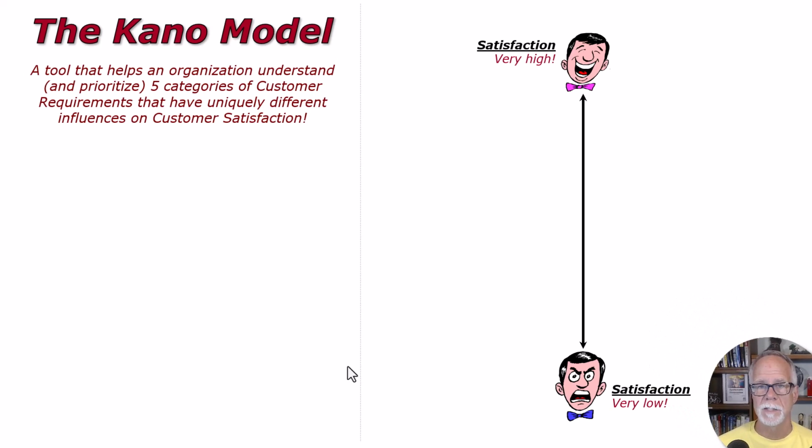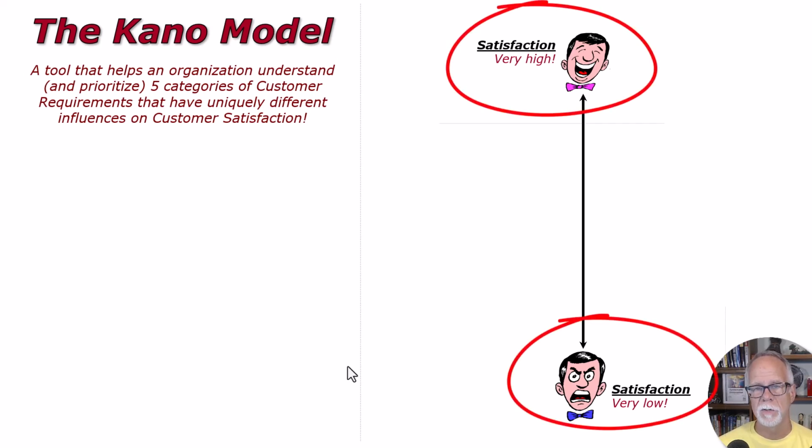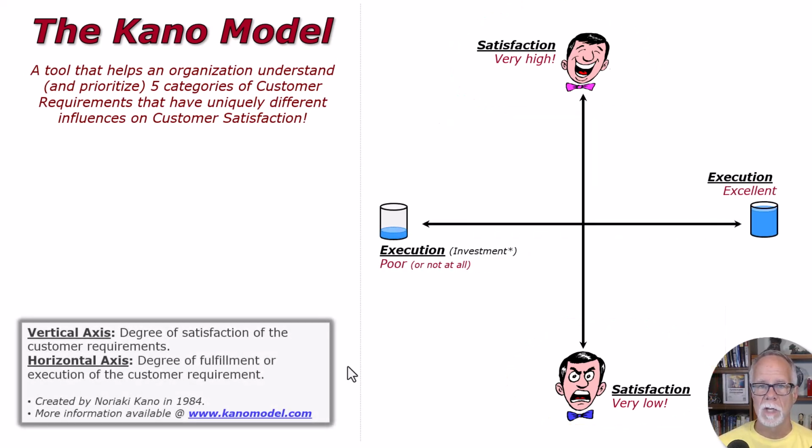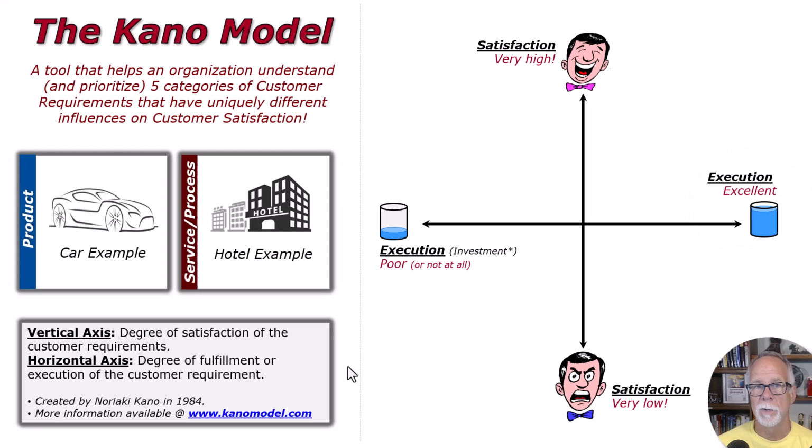We'll start with the axes. There's a vertical axis and a horizontal axis. The vertical axis is satisfaction, from very low satisfaction to very high satisfaction. The horizontal axis is the degree of execution. How well did you execute on a need? From one extreme on the left, didn't do it at all or did it very poorly, to the other extreme on the right, which is I executed perfectly. Now I'm going to show you a car example just to help you understand.